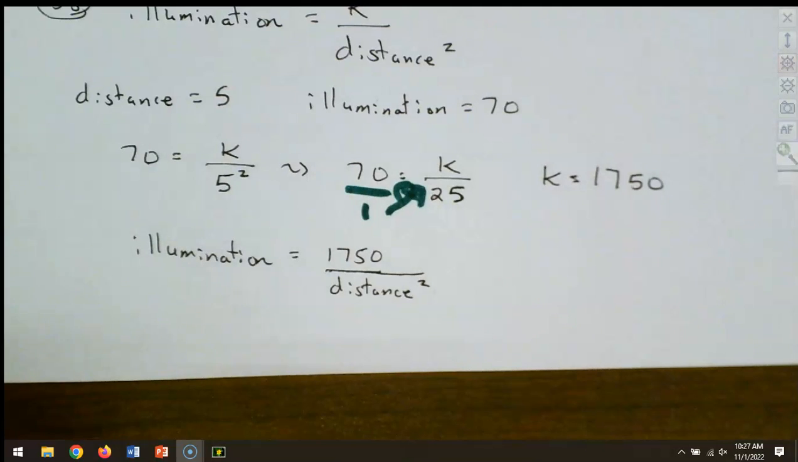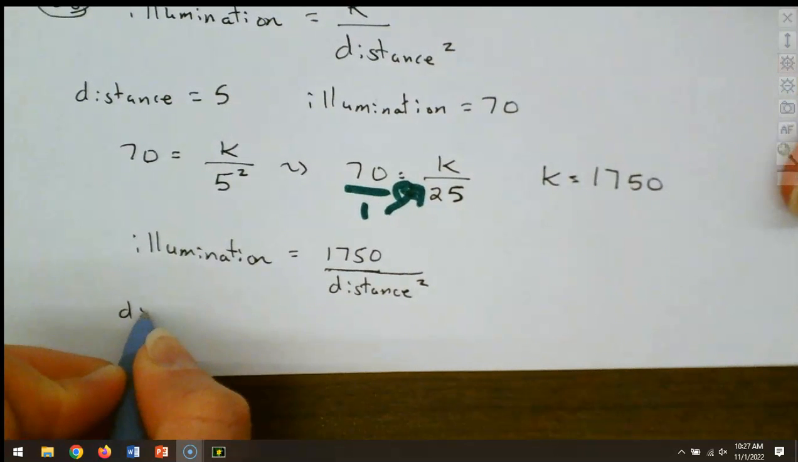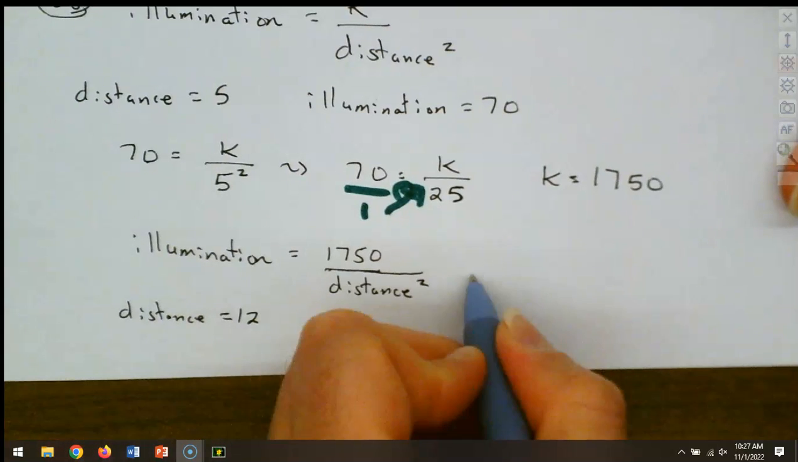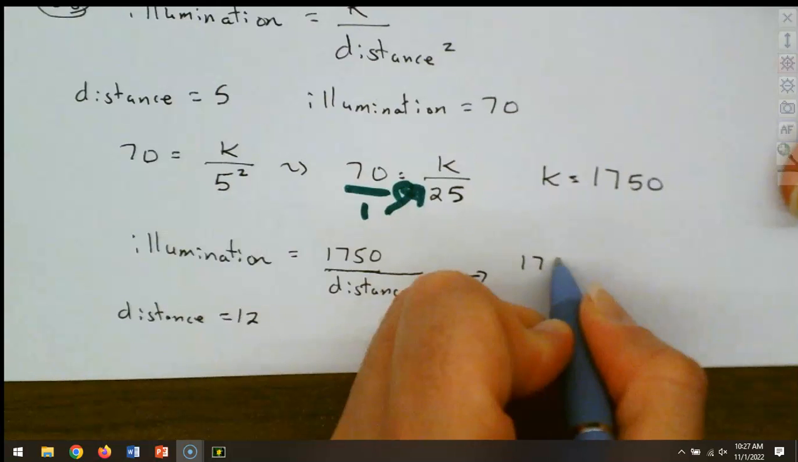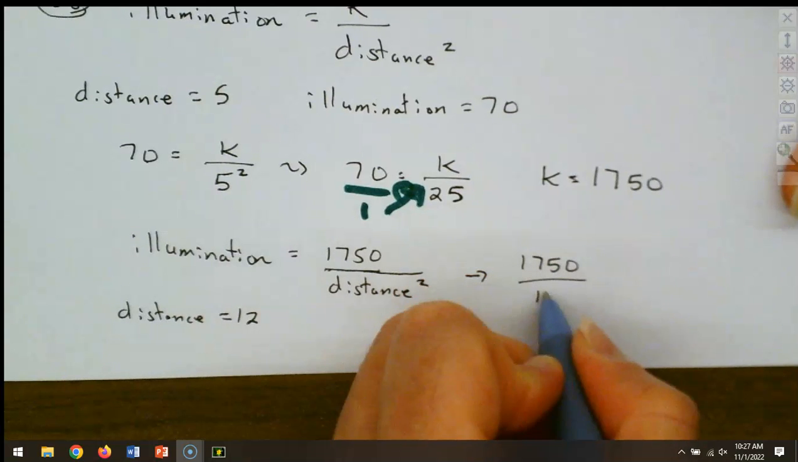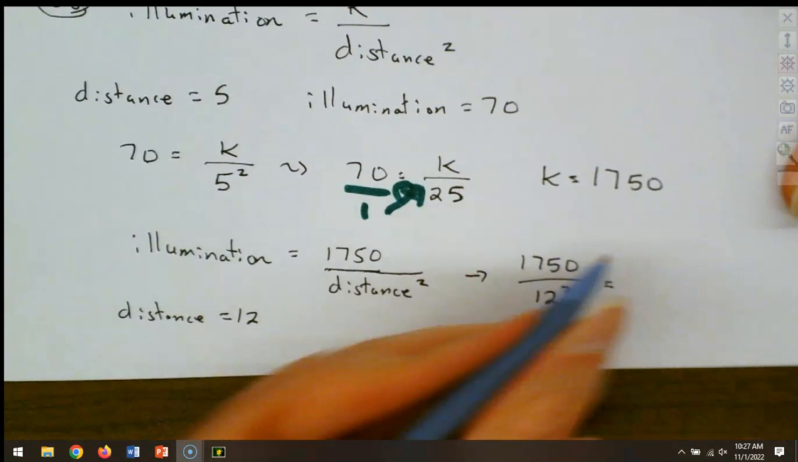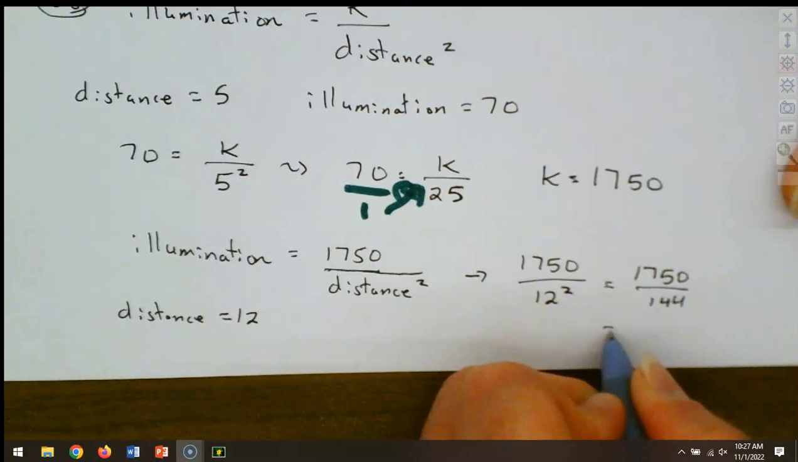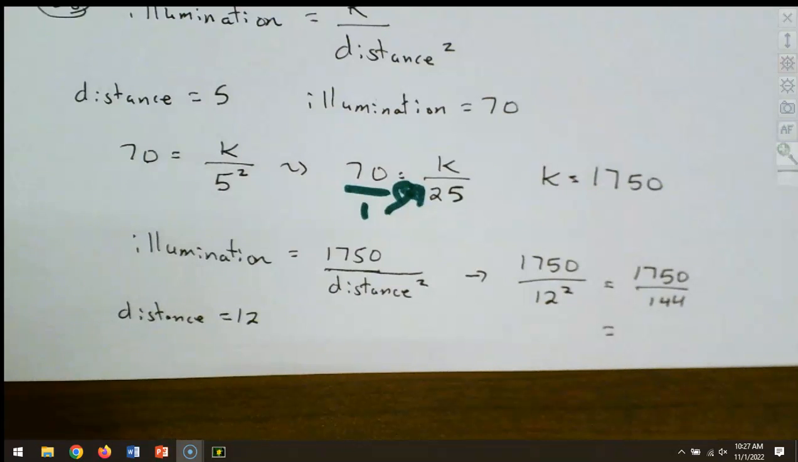And what are we going to plug in for our distance now? We read this, it says, what is the illumination 12 meters from the source? So we're going to be plugging in a distance of 12. So plug in your 12, and that's going to be then 1750 over 12 squared, which is then 1750 over 144.